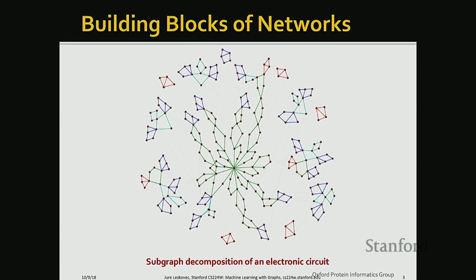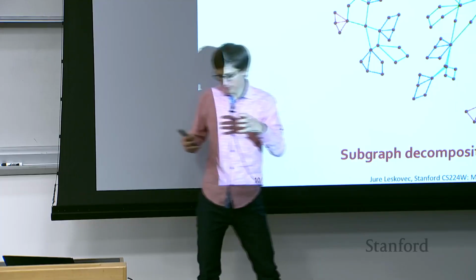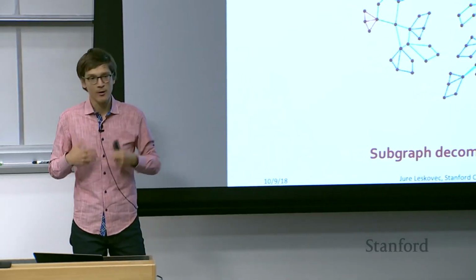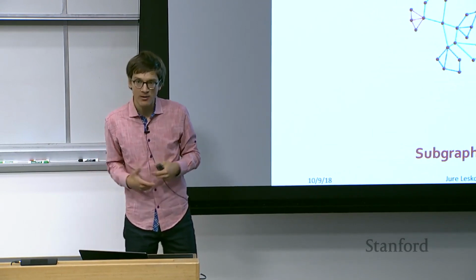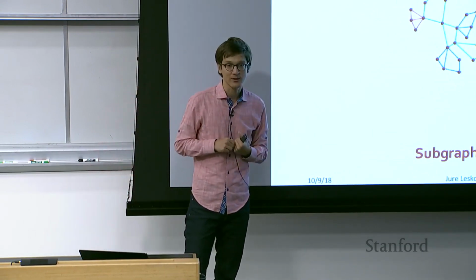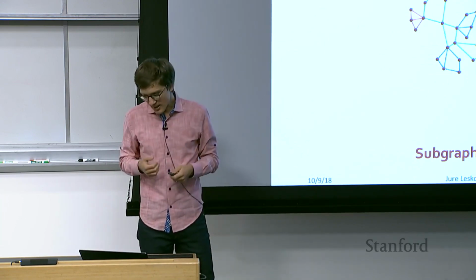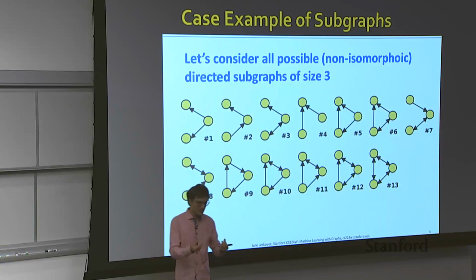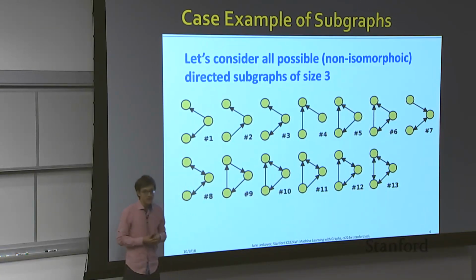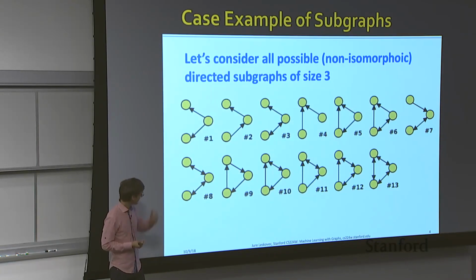Here, what I'm trying to show you is this type of subgraph decomposition of an electronic circuit. So I'd like to identify these small building blocks. I will define them and we'll figure out how to identify them. But that's the intuition of what we'd like to do. The idea will be that we take a big network and decompose it into a set of small structures. These structures will be relatively small.